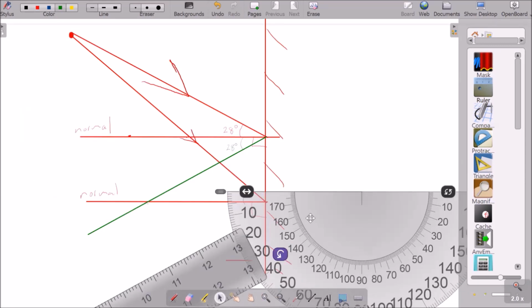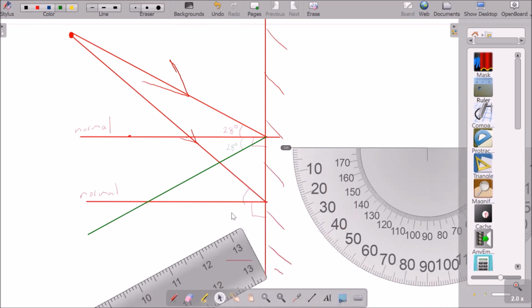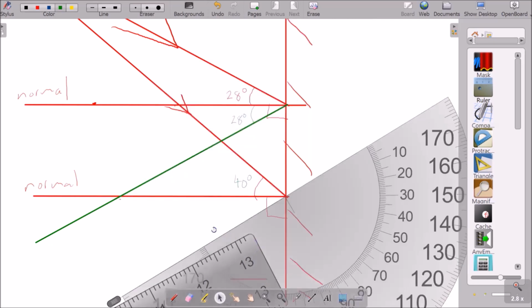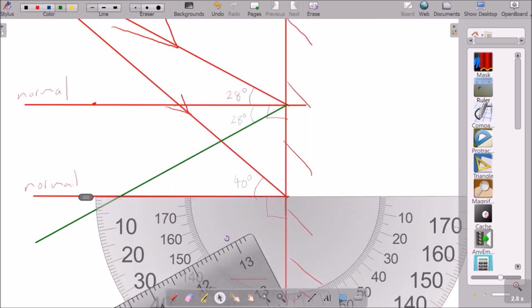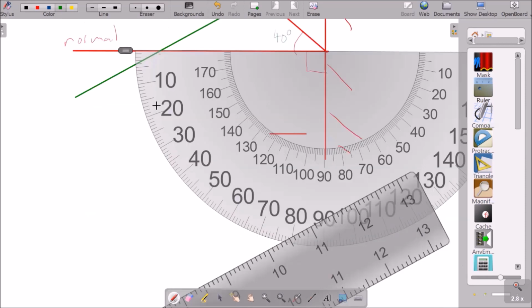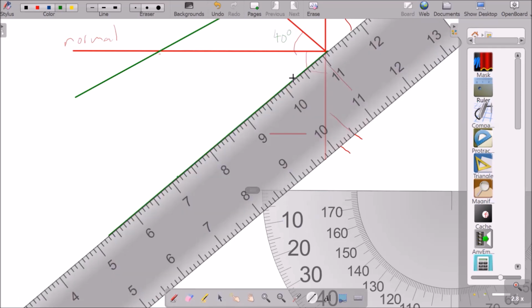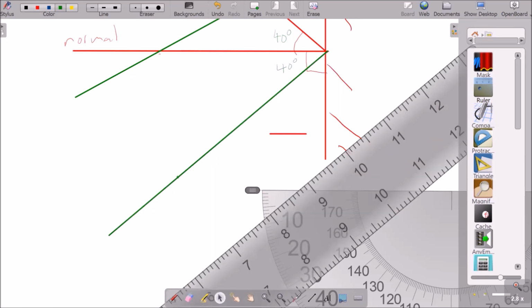The next thing I might want to do is to measure this angle of incidence, which is between this incident ray and the normal. This angle is 40 degrees. Now I want the angle of reflection, which is 40 degrees from the normal. Remember, angle of incidence is equal to angle of reflection. That is the law of reflection. So here I'm going to measure 40 degrees, which is here. Now I have to join these 2 points. And this angle is 40 degrees, angle of reflection. Now we have this reflected ray and that reflected ray going from the mirror.